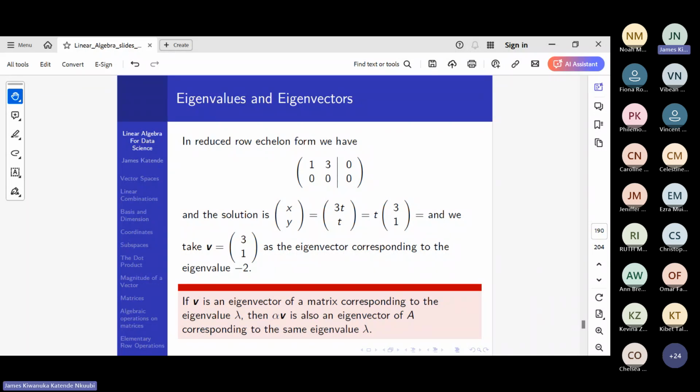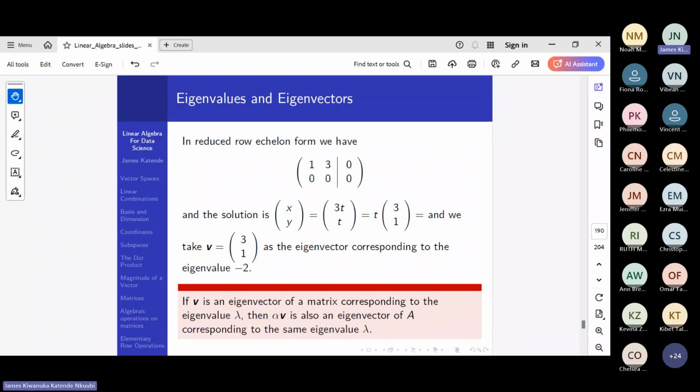Our basic variable is x. Our free variable is y. We write the basic variable in terms of the free variable. So we set y to be t, and we're able to write both x and y in terms of t, with t as a label. We can pull out t, then we have 3, 1. Any multiple of 3, 1 now will give you an eigenvector corresponding to -2.